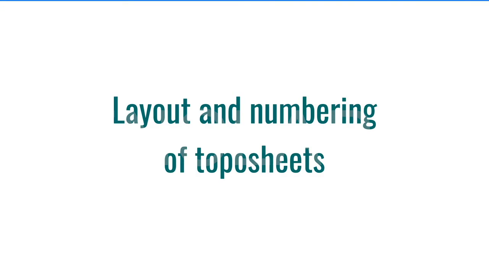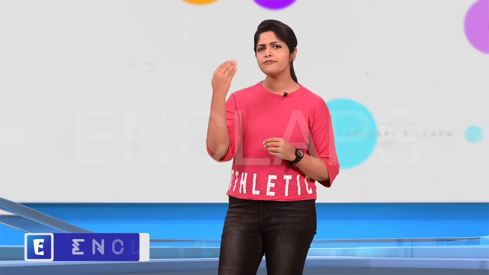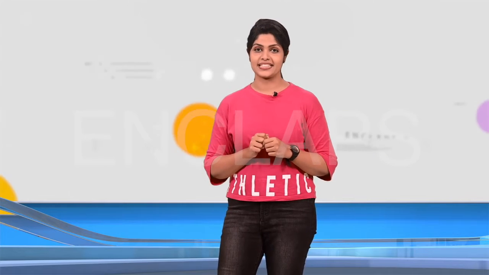Look over here. Number of this given topo sheet is 45D/10, right? This number 45D/10 denotes certain parts of Gujarat and Rajasthan. Similarly, unique numbers are given to topo sheets covering different regions. In short, the number of the topo sheet denotes the area it represents. Now, you may ask how these numbers are obtained. And that's what I'm going to explain next.